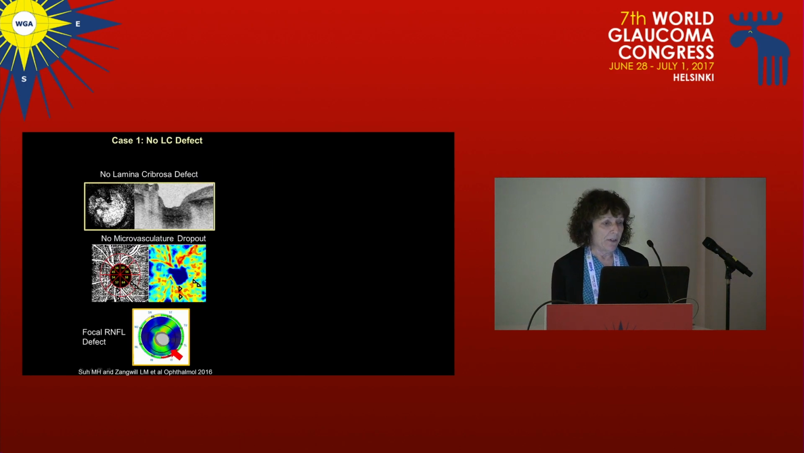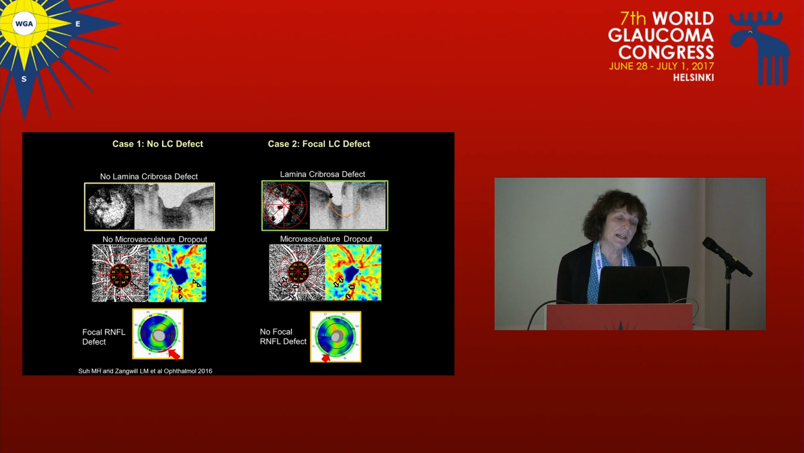Here's an eye without a lamina cribrosa defect. We don't see vascular dropout, and we see a focal defect in the nerve fiber layer. Case 2, we have a focal lamina defect. We see microvascular dropout, and there's evidence of a little bit of a focal defect, but not much, just case studies.